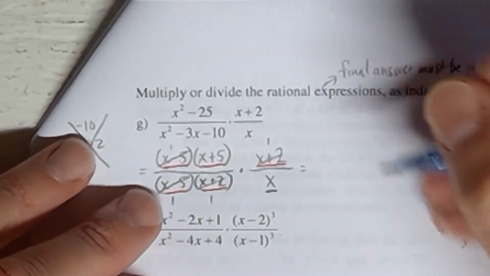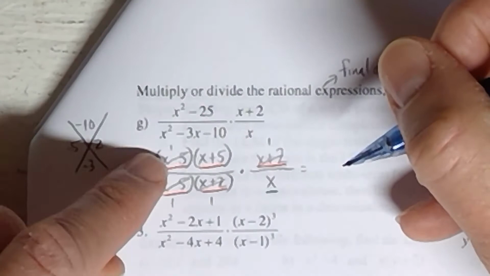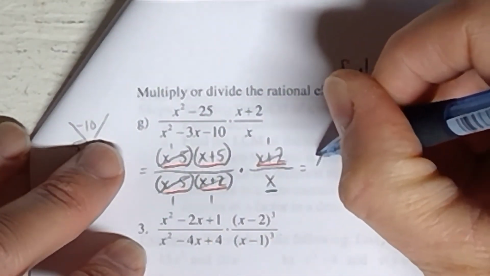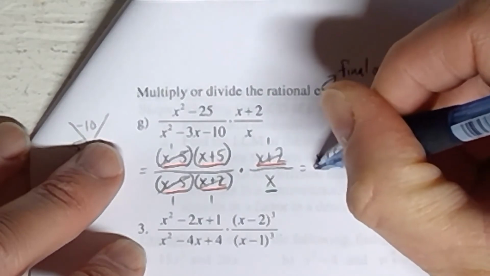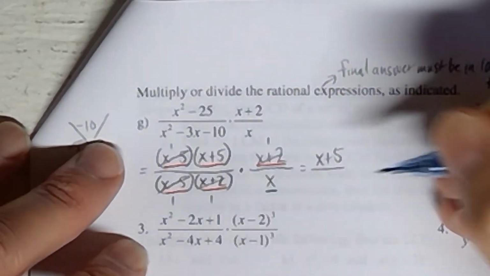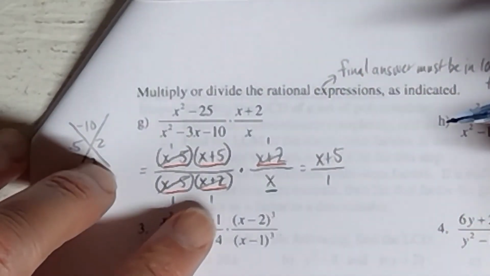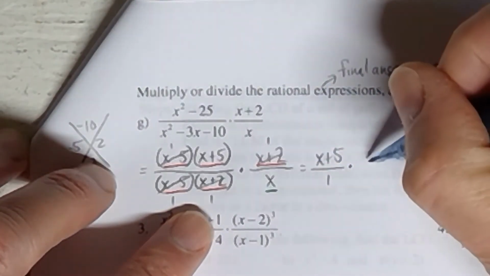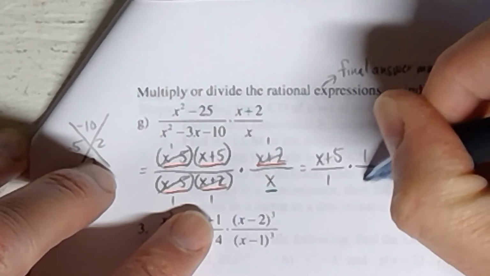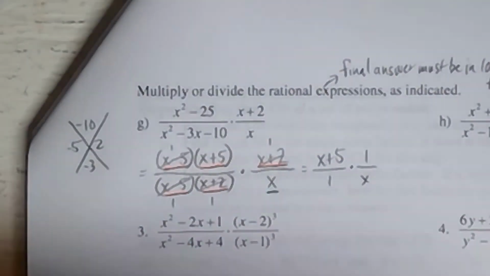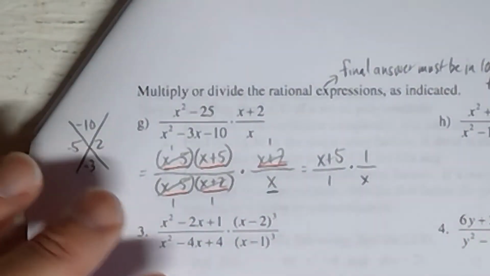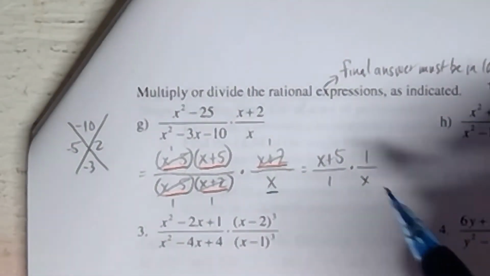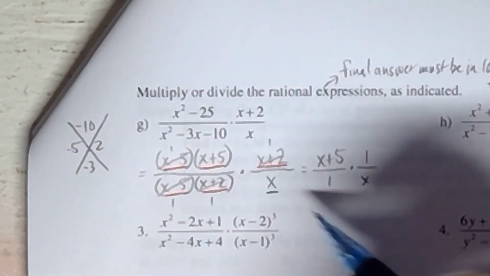I can't cancel anything else. We got 1 times x plus 5. I'm going to figure out what all 4 of these things are equal to, the 2 numerators and the 2 denominators. Underneath that is 1 times 1, so I put 1 right here. Over here in this fraction, I get 1 and x. Now that I've cleaned up that mess, I've gotten rid of all the cancel marks and all that. Finally, you guys, we've got this much more simplified thing that we can multiply together.